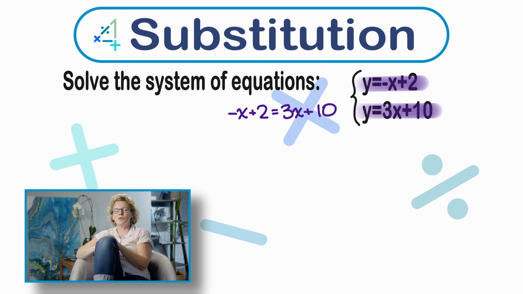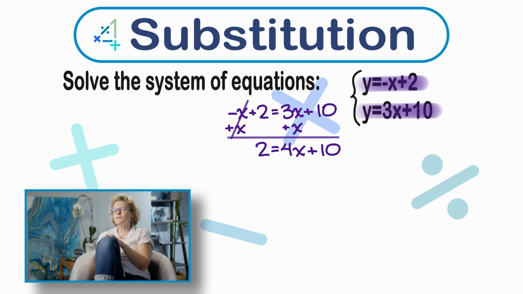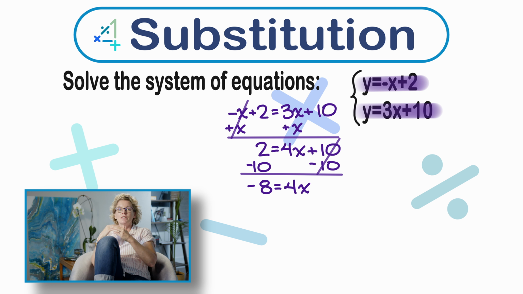Negative x plus 2 equals 3x plus 10. We have to remember how to solve these. We've got to get those x's together on one side. I'll move this negative x over by adding x to both sides, for 2 equals 4x plus 10. It's a 2-step equation now. Subtract 10 from both sides, for negative 8 equals 4x. Divide by 4 here and here. Negative 2 equals x. Before, this would be our final answer, but now we have to find what y is.